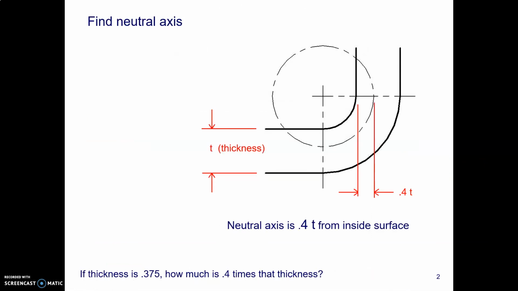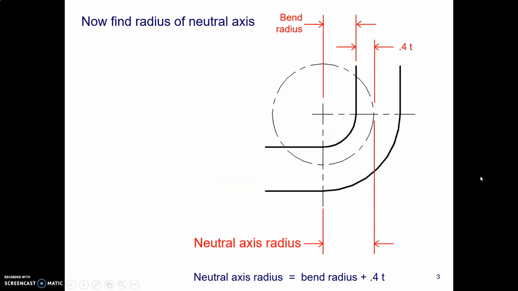Our first step is to find the neutral axis. And this is mild steel, so the neutral axis will be 0.4 times the thickness from the inside bend to the neutral axis. So if your material is 0.375 thick, what is 0.375 times 0.4? That is the location, the distance from your bend radius to your neutral axis.